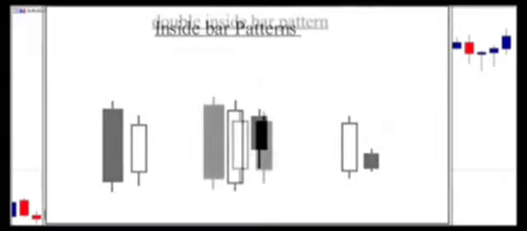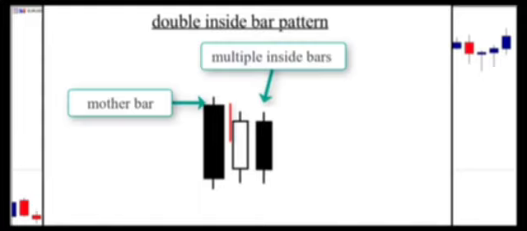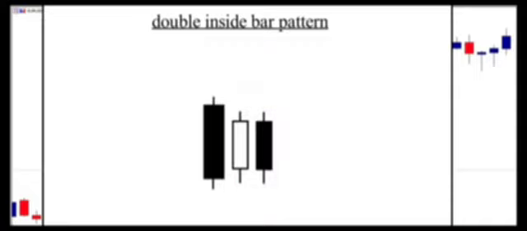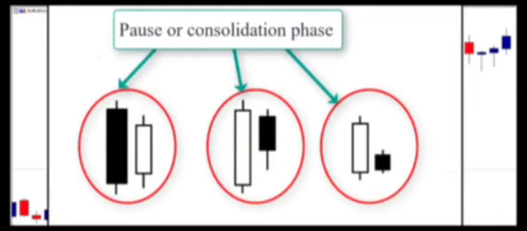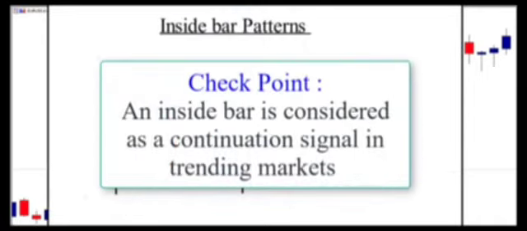In fact, an inside bar can have multiple inside bars within the mother bar, and they are considered inside bar patterns as well. An inside bar pattern represents a pause or a consolidation in the market. It is considered as a continuation signal in trending markets. When this pattern occurs in an uptrend market, for example, it offers a good opportunity to join the trend.